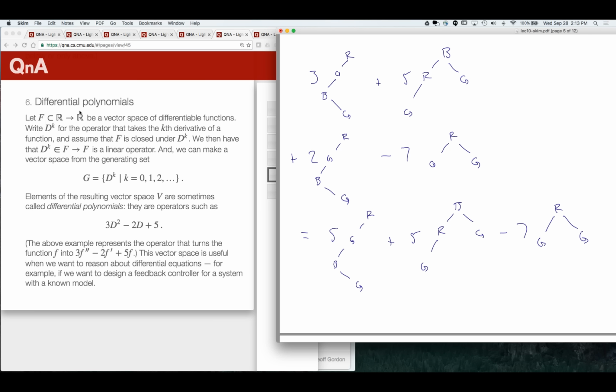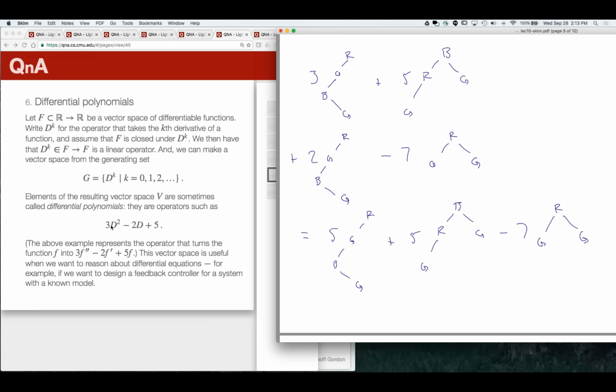Okay, so we have some vector space of differentiable functions, and now we're going to use that to make a different vector space. We write dk for the operator that takes the kth derivative. And dk is itself a linear operator because the derivative of 3 times a function is 3 times the derivative of that function. And now we're going to take our generating set G to be dk for k equals 0, 1, 2 up to every natural number.